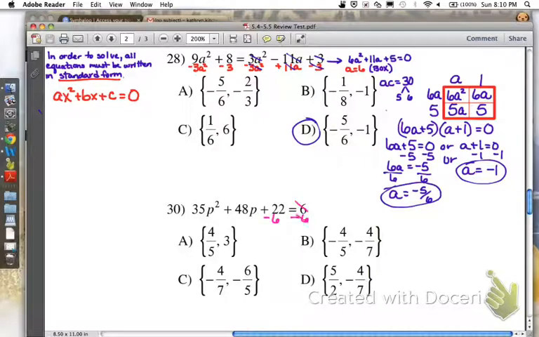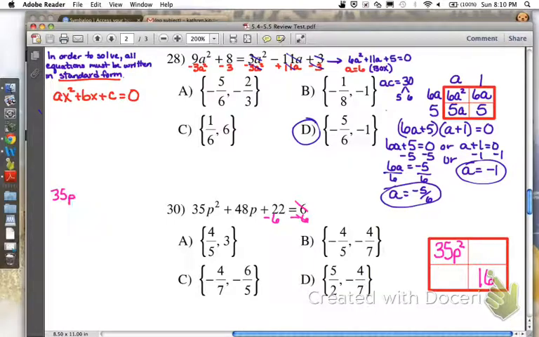One more. Again, what we have to do is prepare the equation for solving. So we need to set it equal to 0. And when I do, I'm going to put the 35p squared, which is the first term, and 16, which is the last term, into the boxes as shown. Next, I'm going to multiply 35 times 16. Now this is going to be a large number.